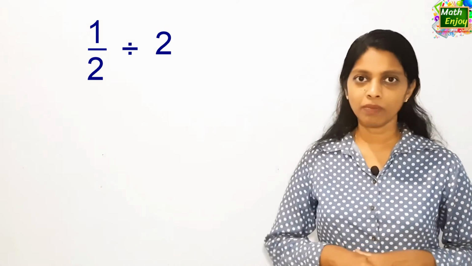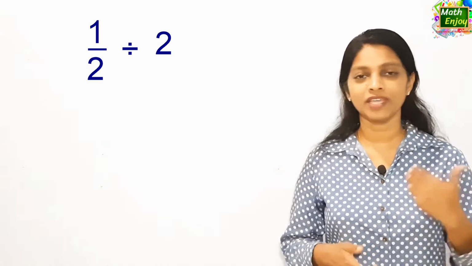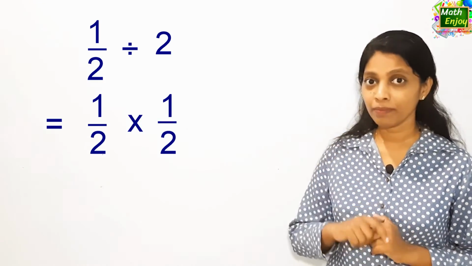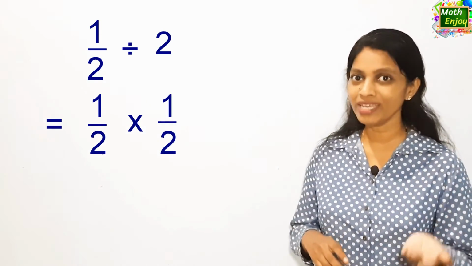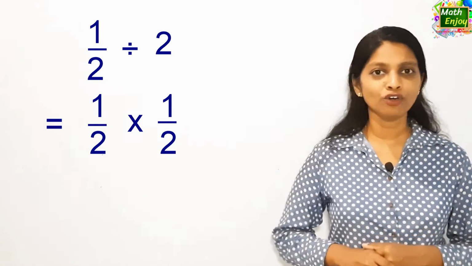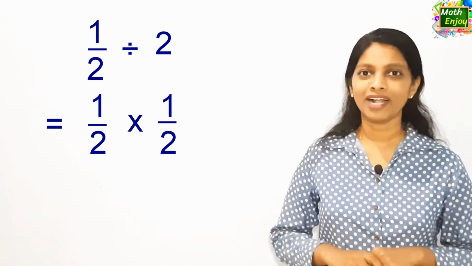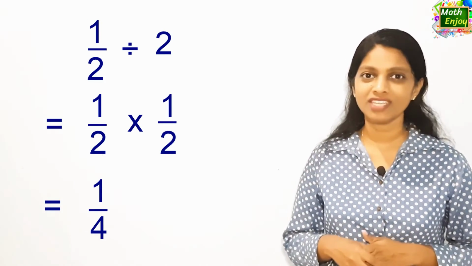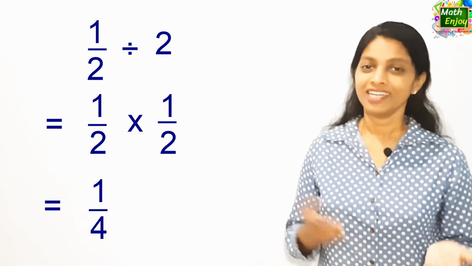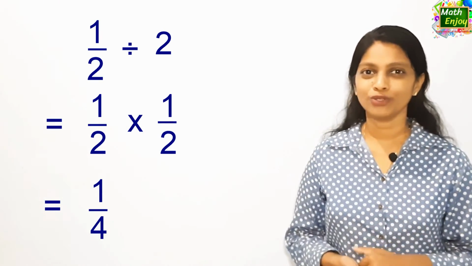I will take the same example I used previously. 1 over 2 divided by 2. As I told you, when you divide fractions, you have to convert it into multiplication. 1 over 2 multiplied by 1 over 2. I have taken the reciprocal of 2. So the reciprocal of 2 is 1 over 2. Then we have to multiply two fractions. We know how to multiply two fractions. We multiply numerators together and denominators together. It is 1 over 4. We learned multiplying fractions in our previous video. If you know multiplication of fractions, division of fractions is very easy because we follow the same steps, only we should know the reciprocal.